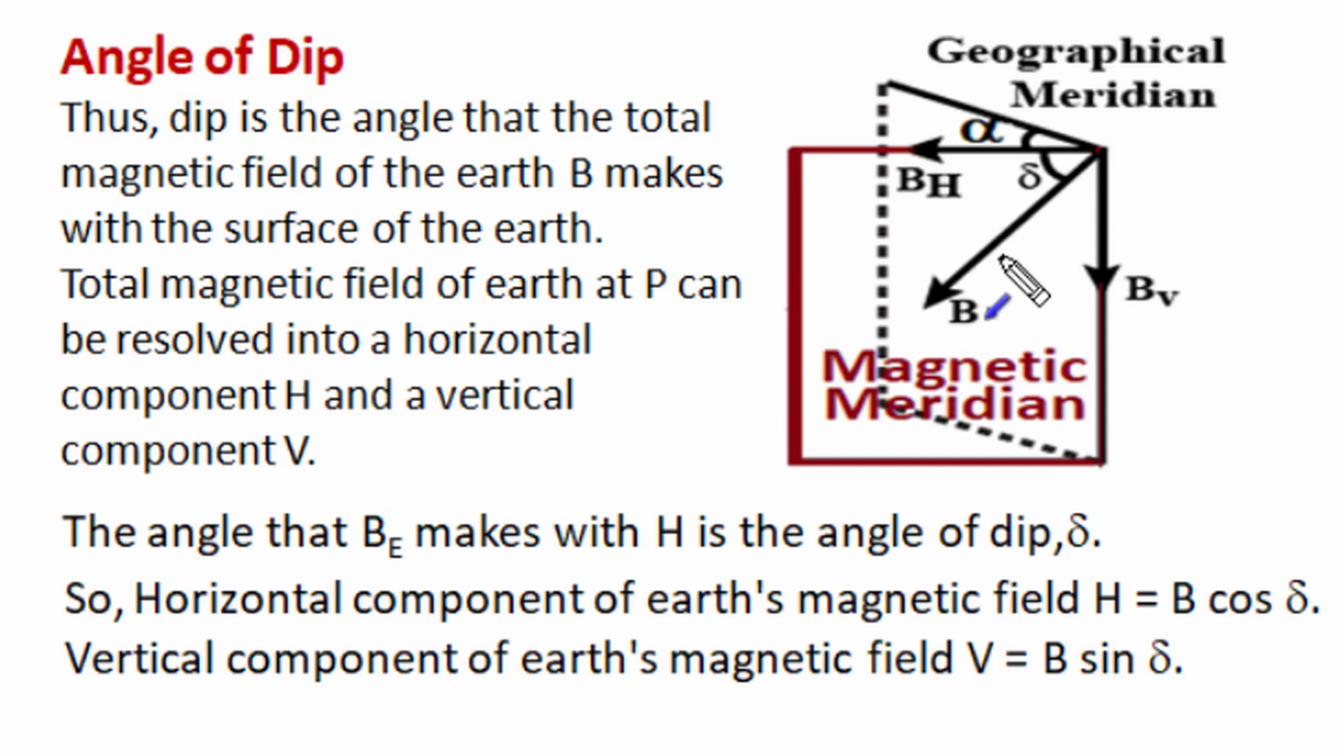The axis of the freely swinging magnet in the magnetic meridian indicates the direction of the total magnetic field of Earth, and the angle of dip is the angle of the resultant magnetic field of Earth with the horizontal line.